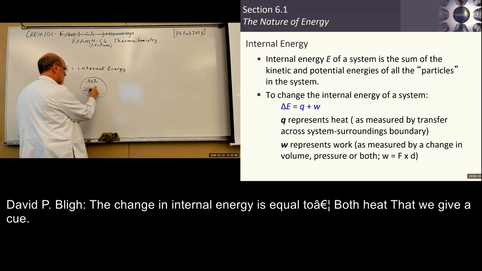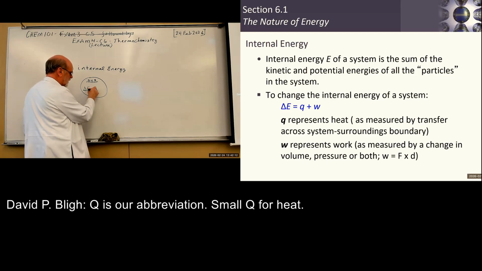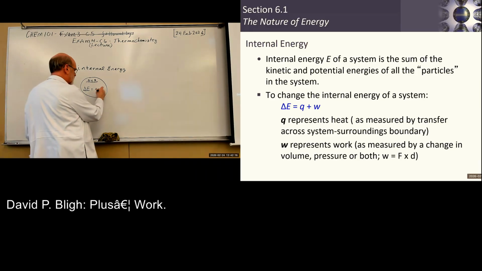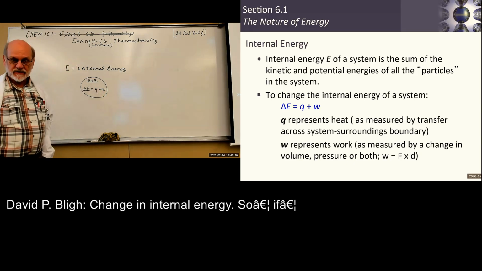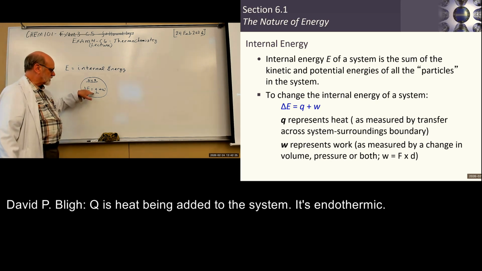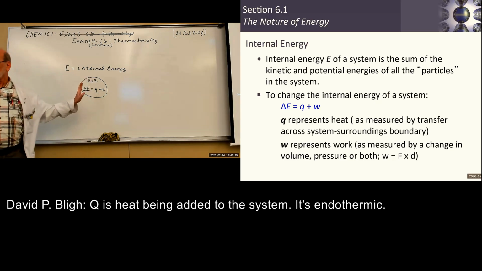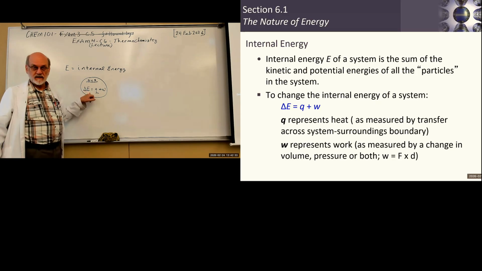both heat that we give, a Q. Q is our abbreviation, small q for heat, plus work, right? Change in internal energy. So if Q is heat being added to the system, it's endothermic, then delta E will increase.